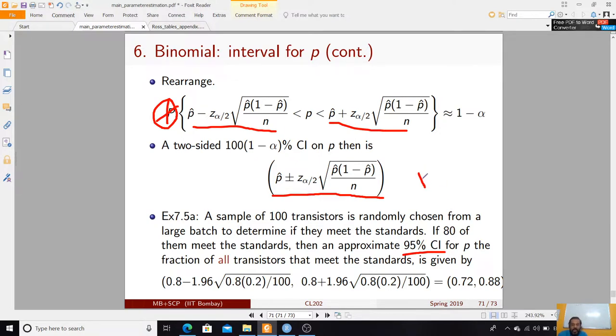So p hat will be equal to 80 out of 100, which is 0.8. And so you can see that there's a 0.8 here for p hat. Now you should remember that z of 0.025, this is 95%. So alpha by 2 will be 0.025. That value is 1.96. And then you put in these values over here. So you get this number of 0.72 to 0.88. That is the confidence interval. Or you would say that the proportion of those transistors that meet the standards is 80% plus minus 8%. Okay, so it goes from 72 to 88.